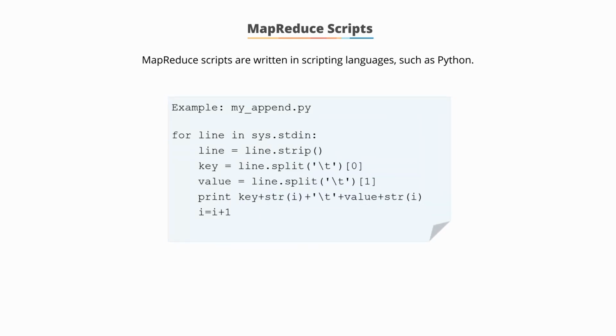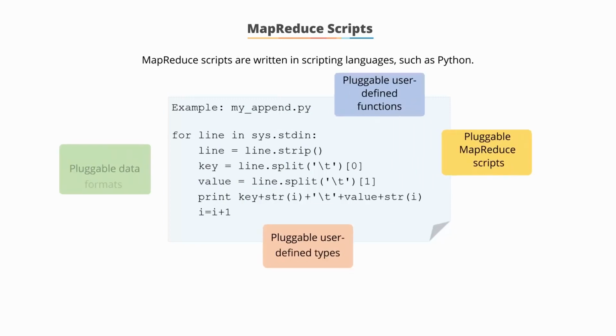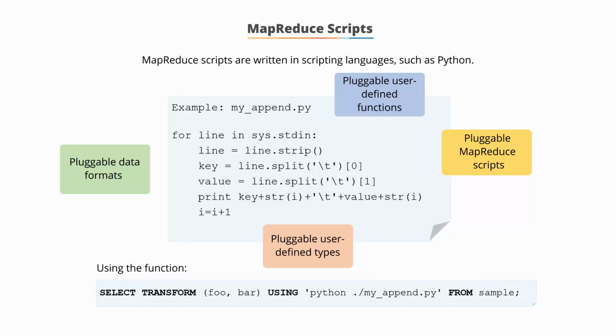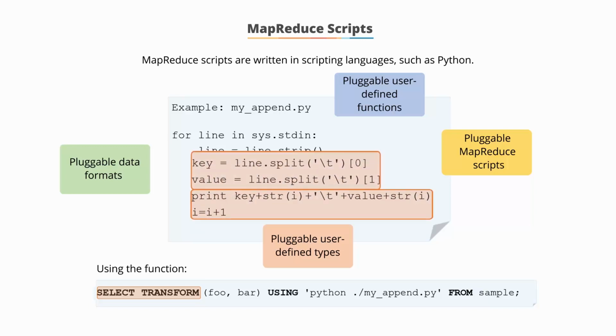MapReduce scripts. Let's take a look at the MapReduce scripts that help extend the HiveQL. MapReduce scripts are written in scripting languages such as Python. Users can plug in their own custom mappers and custom reducers into the data stream. To run a custom mapper script or a custom reducer script, the user can issue a command that uses the TRANSFORM clause to embed the mapper or the reducer script. Look at the script shown on the screen.